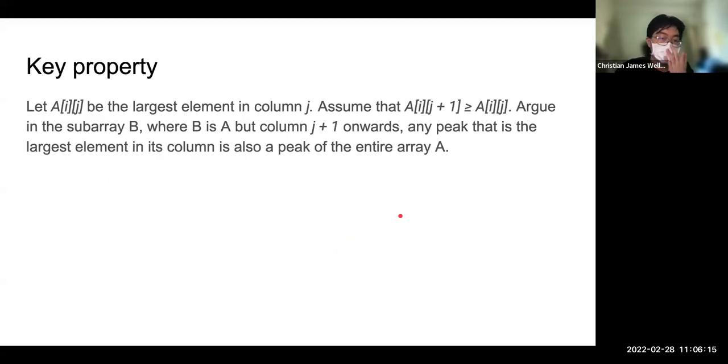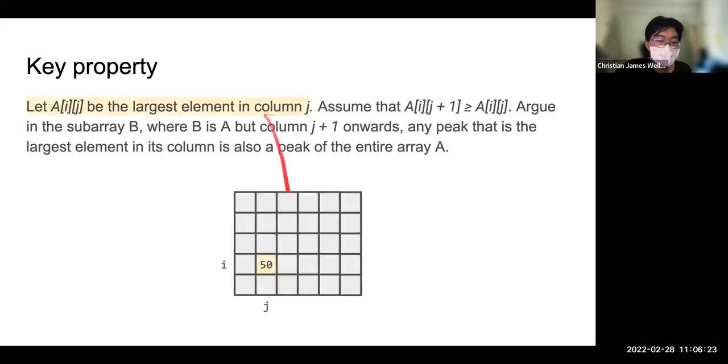For the O(m log n) solution, the key property here is this: if a_ij is the largest element in column j, and we assume that the neighbor to its right is bigger, so what happened is, if you found a max in the column, you see that this 50 is not a peak. It must be because one of its neighbors is higher.